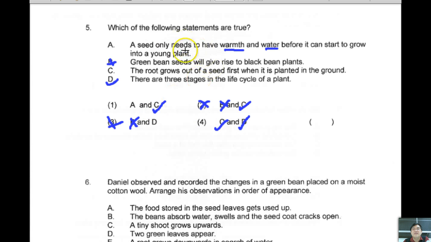Okay. Now over here, there's air is needed. Air is needed, which is left out. So this is wrong. This with 2 ticks. Alright. This is the answer.